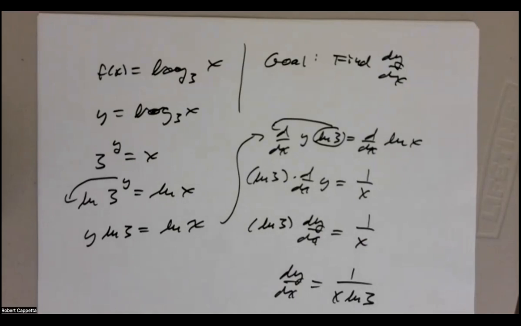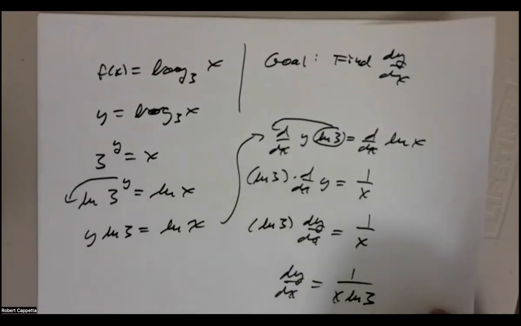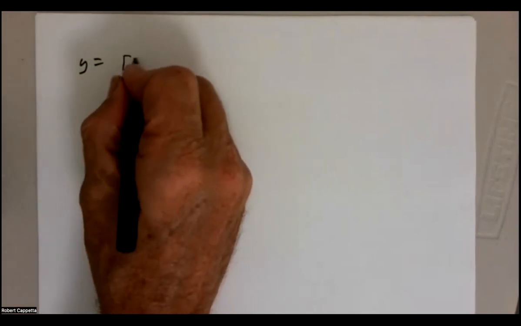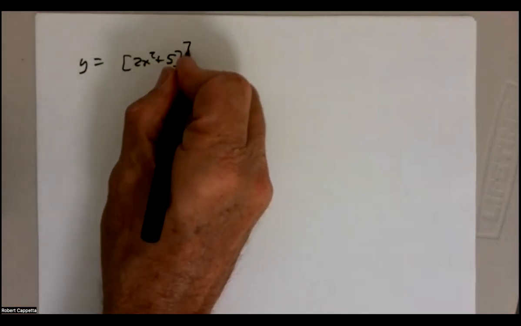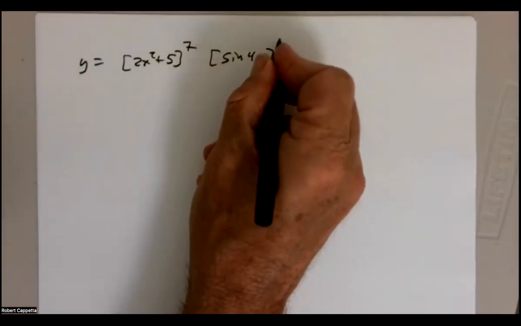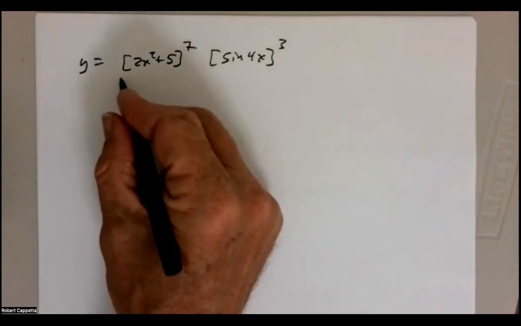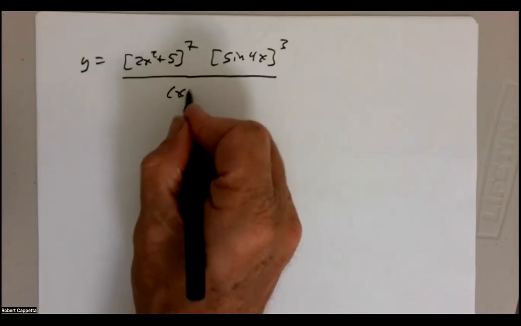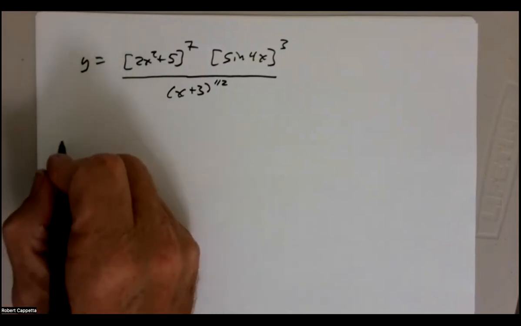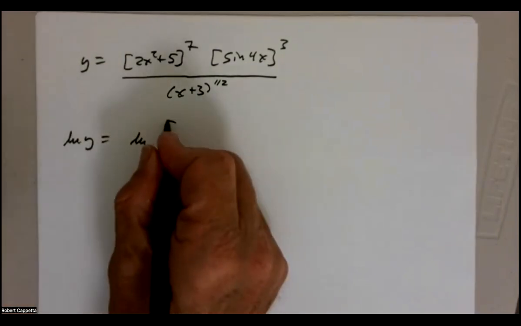And now we get the real fun problems with logarithmic differentiation. So let's do it. 16c, pretty nasty, but we'll do our best here. We have y equals 2x squared plus 5 to the 7th power, then it says sine to the 3rd, which I'm going to rewrite as sine of 4x to the 3rd power, all over square root of x plus 3, which I'm going to rewrite as x plus 3 to the 1/2. Step 1, zap with a log. So log of y equals log of all of that stuff.